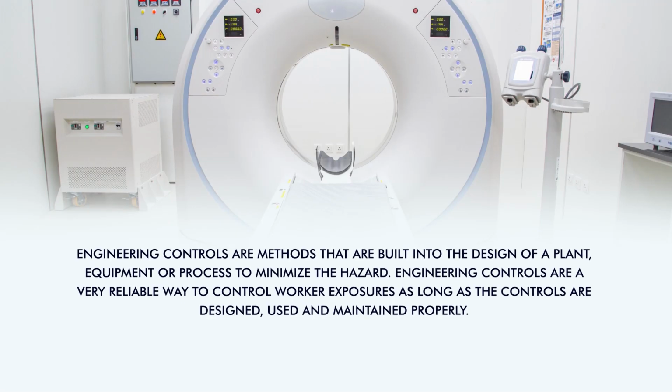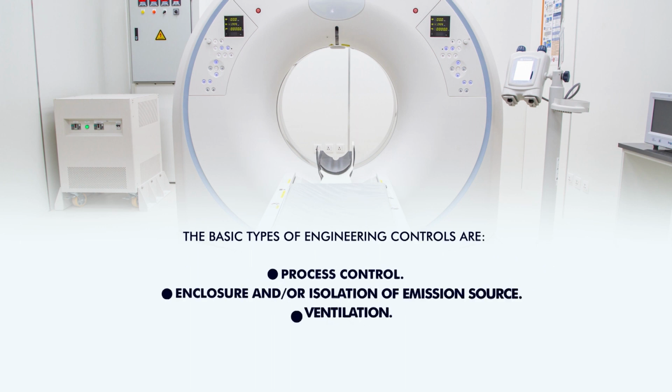And engineering controls are also there, methods which are built into the design of the plant, equipment or process to minimize the hazard. Engineering controls are a very reliable way to control workers' exposure, as long as the controls are well designed. The basic types of engineering controls, for example, are process control, enclosures, isolation of emission sources, and ventilation. These are some of the examples I would like to give. And use wet methods rather than dry when drilling.